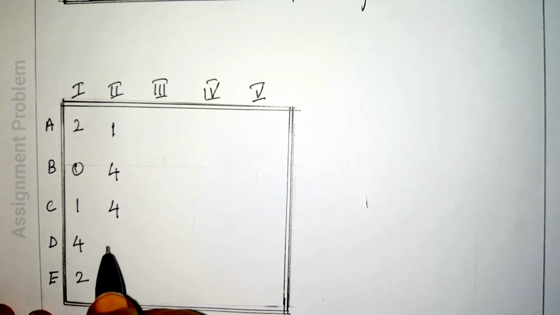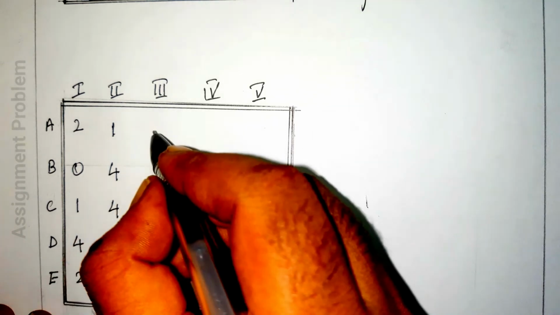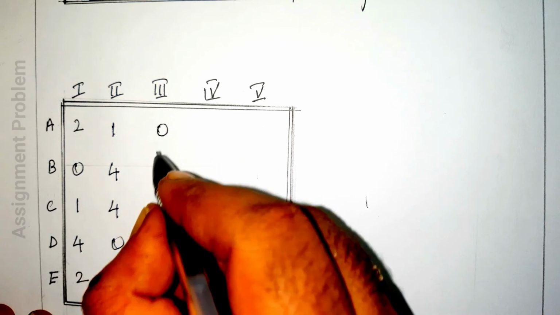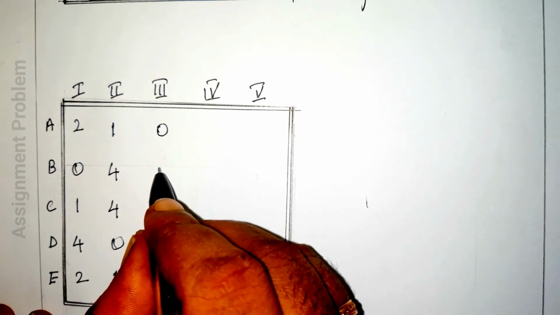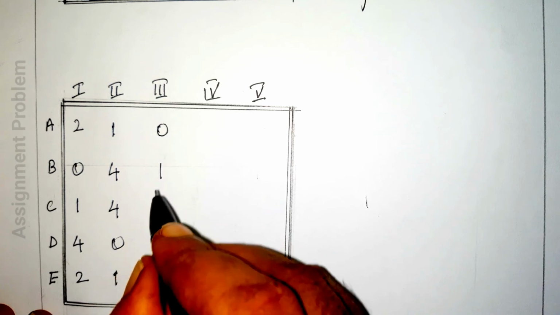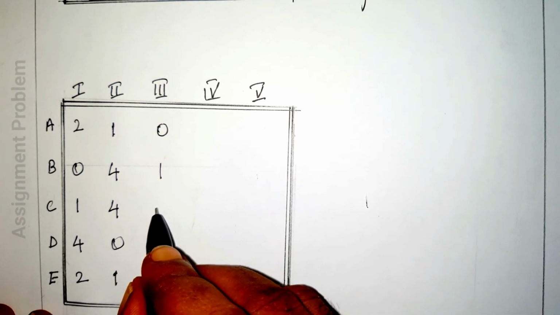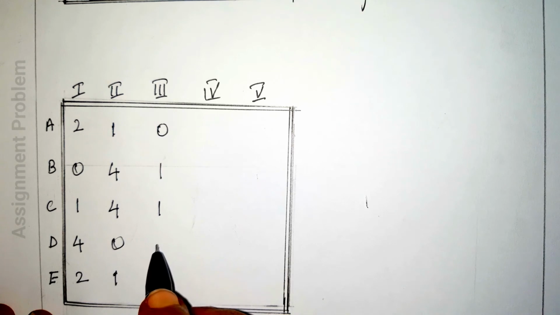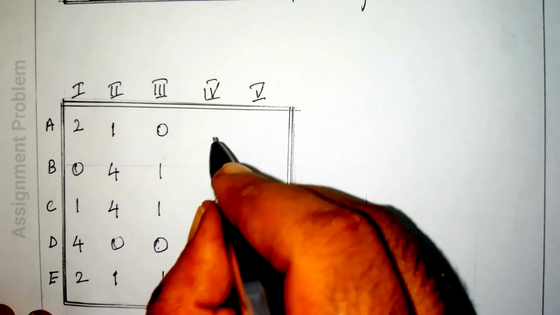0 is covered with a single line, so write it as it is. 2 is not covered with any line, so 2 minus 1 is 1. Third column, 1 is not covered with any line, so 1 minus 1 is 0. 2 is not covered with any line, so 2 minus 1 is 1. 2 is not covered with any line, so 2 minus 1 is 1. 0 is covered with a single line, so put 0. 2 is not covered with any line, so 2 minus 1 is 1.